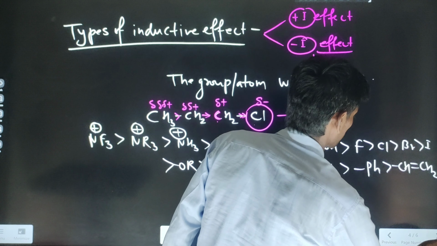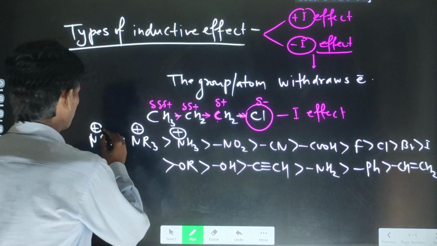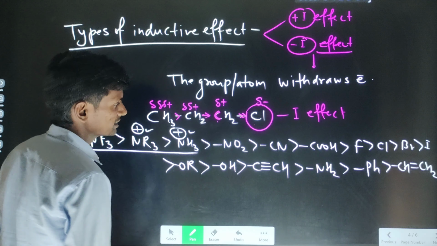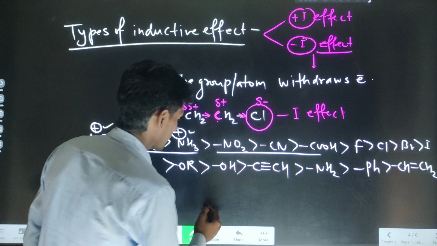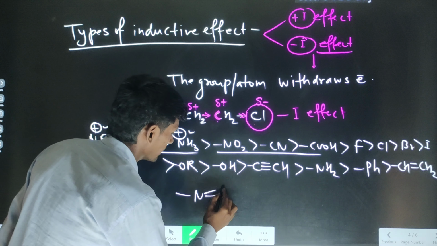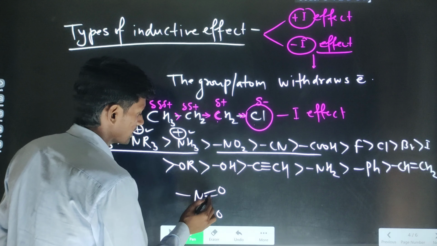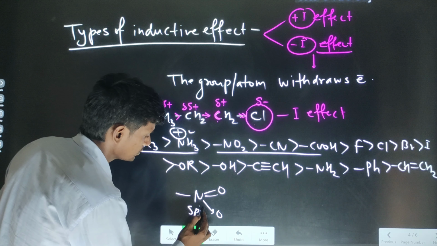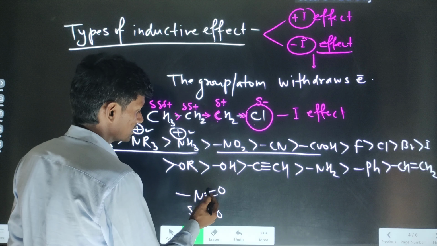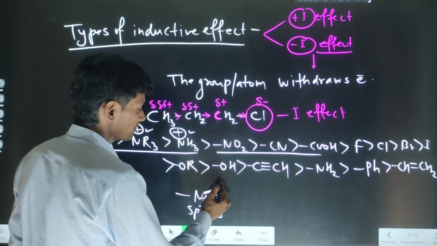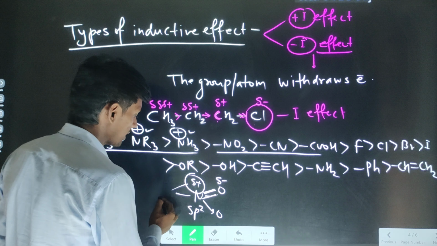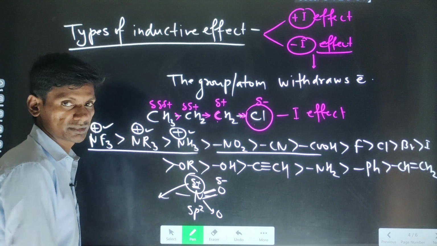So you can say that in this series NF3 plus, NR3 plus, and NS3 plus have complete positive charge. Here NO2 we can write in this way, N double bond O, and you can say that nitrogen is sp2 hybridized, and it has polar bonds, means oxygen contains del negative and this contains del positive, means partial positive charge is developed.